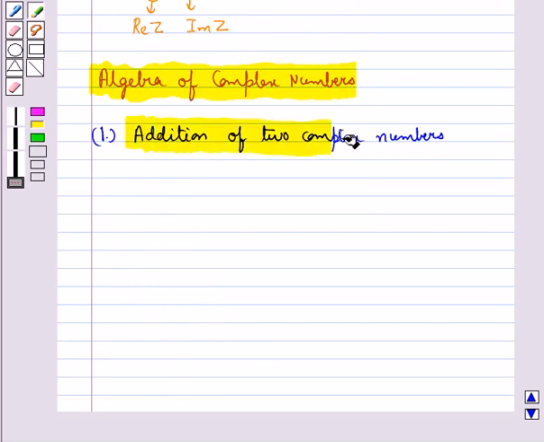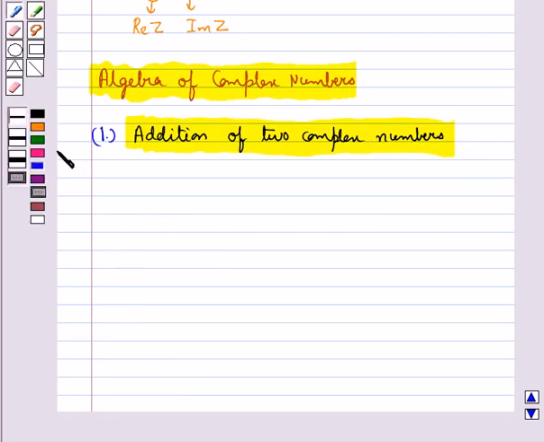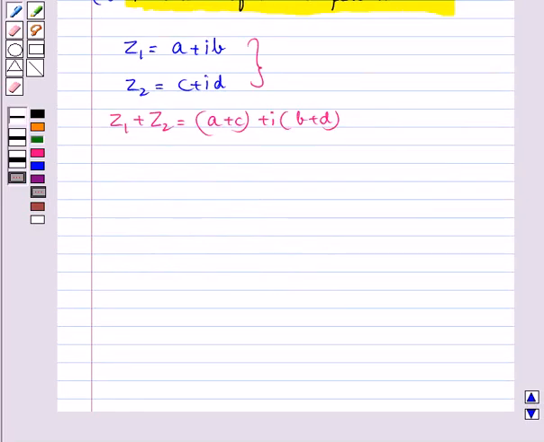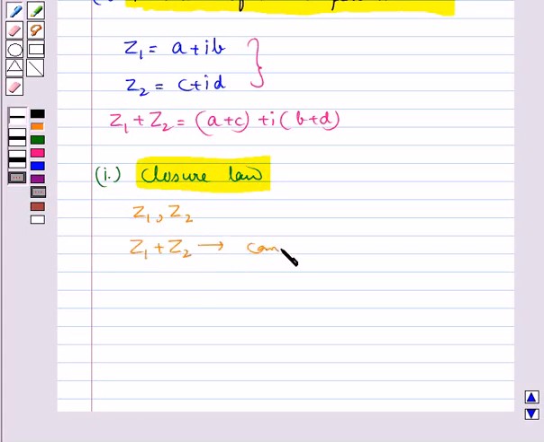First we have addition of two complex numbers. Consider a complex number z1 equal to a plus ib and a complex number z2 equal to c plus id. Then the sum of these two complex numbers, z1 plus z2, is equal to a plus c plus i into b plus d. Then addition of complex numbers satisfies the following properties. The first one is the closure law, according to which for any two complex numbers z1 and z2, their sum, that is z1 plus z2, is also a complex number.